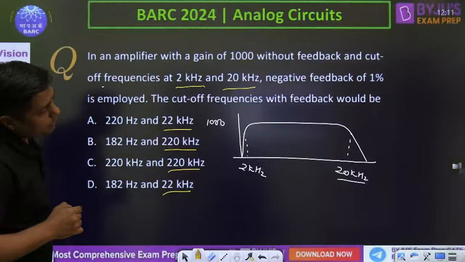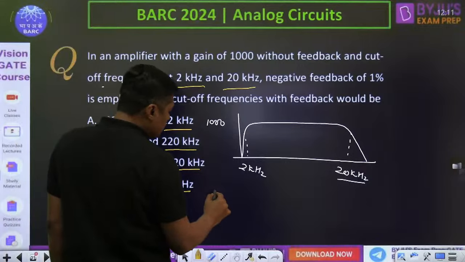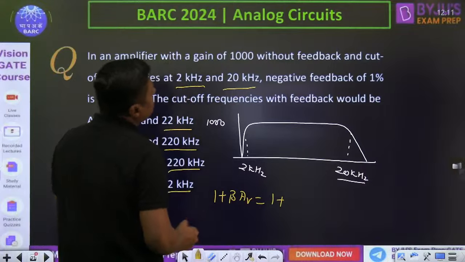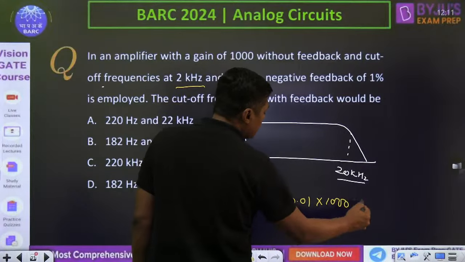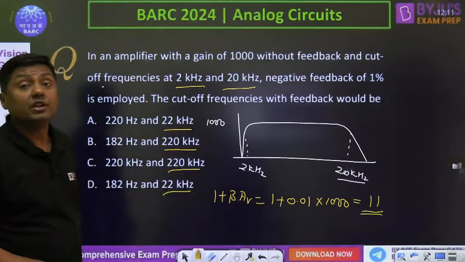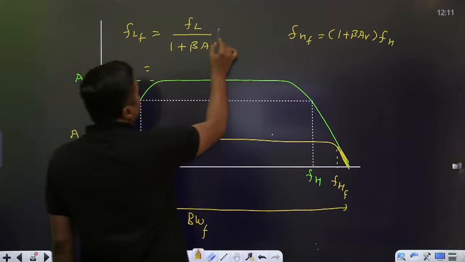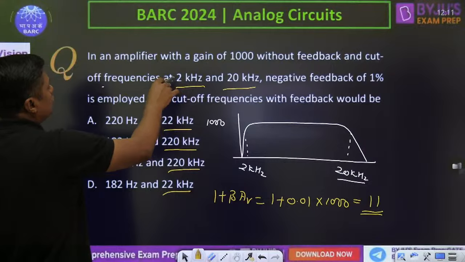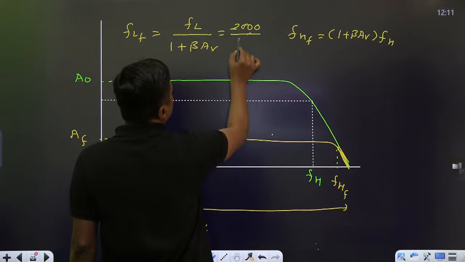What is the beta here? 1%. 1% means 0.01, and that's why 1 plus beta AV is 1 plus 0.01 into 1000 gain. So it will become 1 plus 10, which is 11. That is called the desensitivity factor. 1 plus beta AV is 11, the desensitivity factor. And that's why, what is the FL initially? 2 kilohertz. So 2000 hertz divided by 11 will give you the answer.